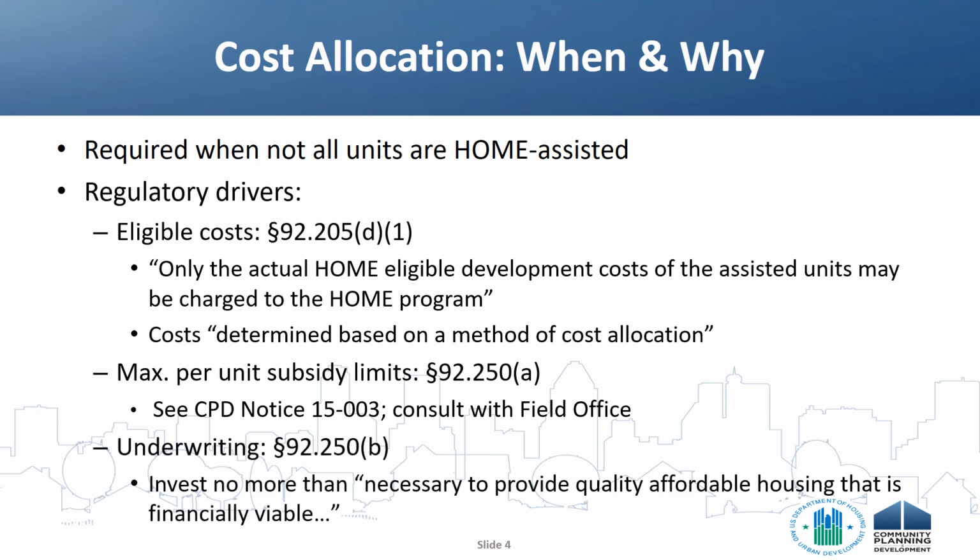Finally, subsection (b) of 92.250 also limits a PJ's investment to the gap or need for HOME funding based on an underwriting and subsidy layering review. In other words, no matter what actual costs are or what the maximum project subsidy limit is, we can never invest more than is necessary to provide quality housing that can be expected to remain viable over time.